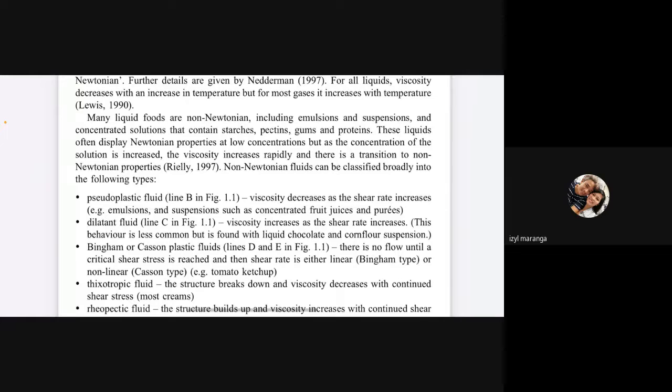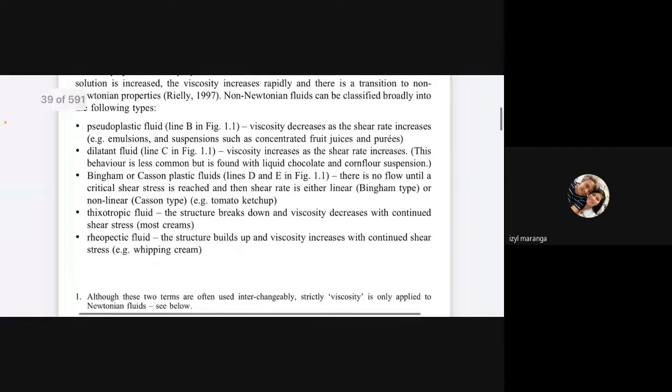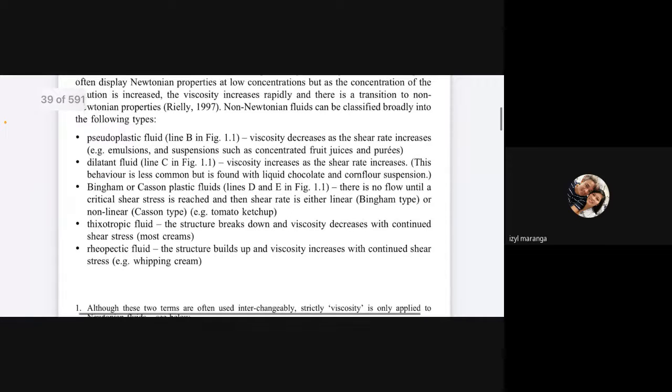So, ito yung mga non-Newtonian properties again. And these are also classified broadly as pseudoplastic fluid or yung viscosity decreases as the shear rate increases. No? Like emulsions, suspension, and concentrated fruit juice and purees. We also have dilatant fluid or yung viscosity increases as the shear rate increases. This behavior is less common but is found with liquid chocolate and corn flour suspension.